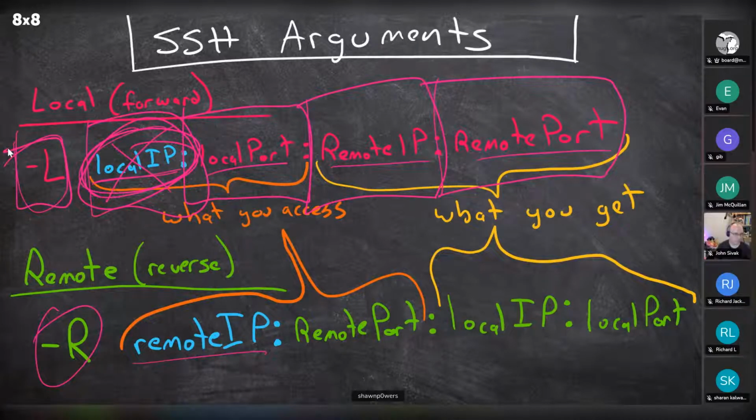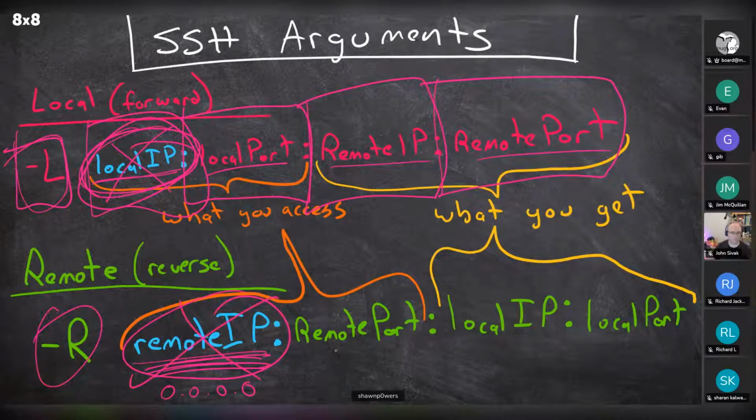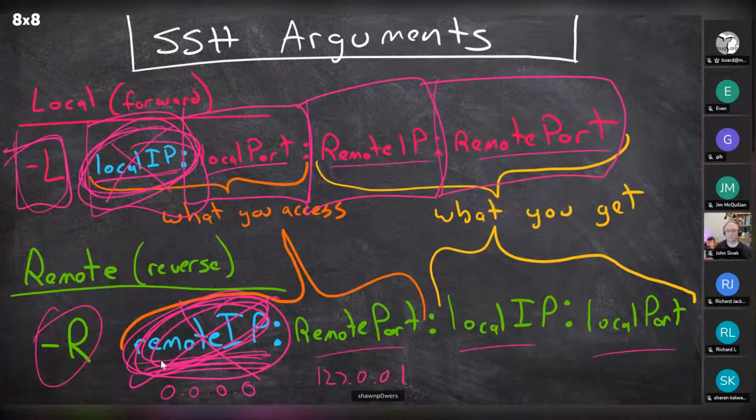The reverse works the exact same way. If you don't specify a remote IP address like 0.0.0.0, which means all of my interfaces, and you just leave this part off and you say remote port, local IP, local port, it's going to assume that you're only listening on the remote 127.0.0.1. And again, unless you make a change, you can't change this to anything other than localhost anyway. But the order is what's important here.